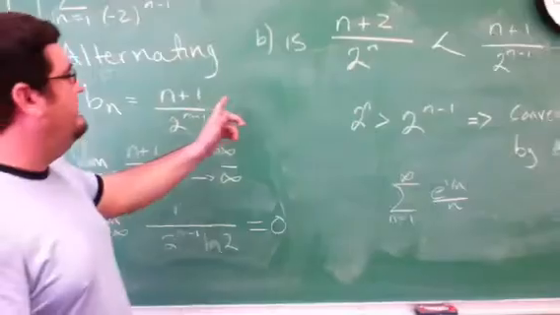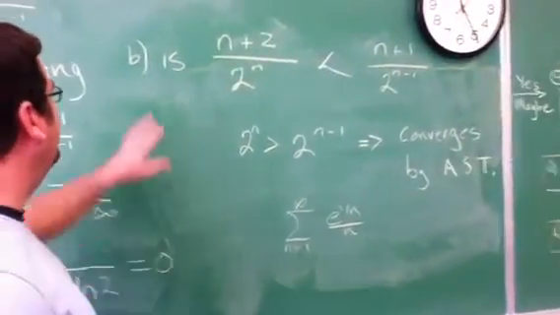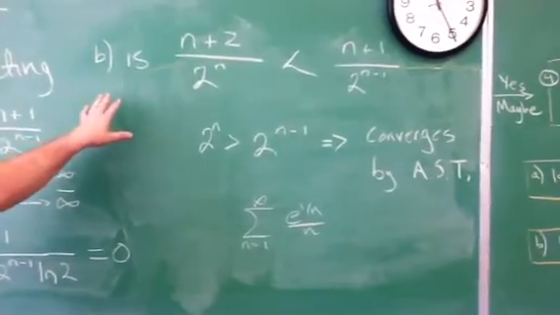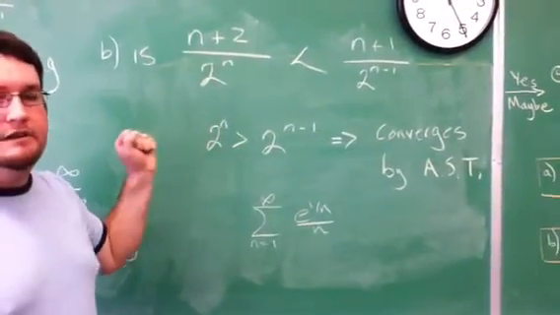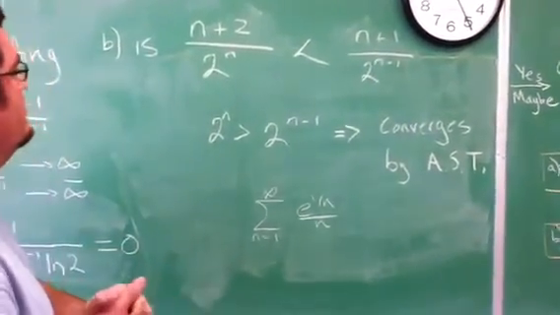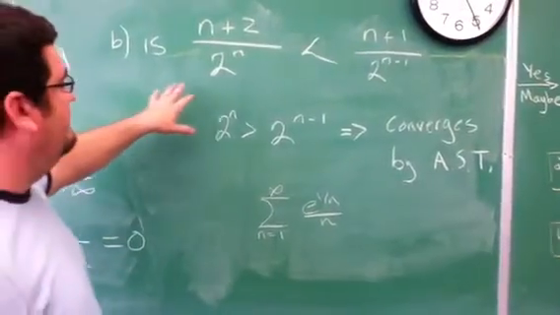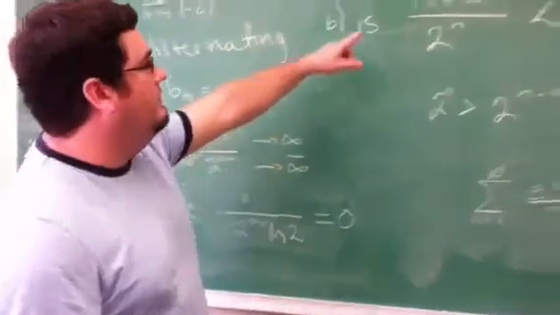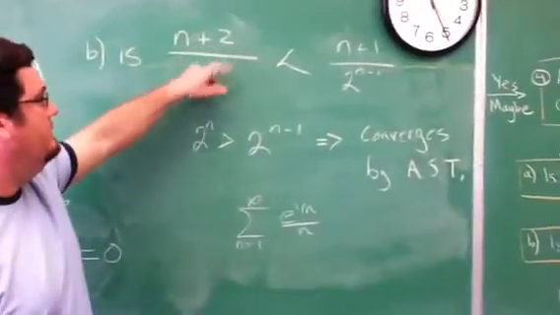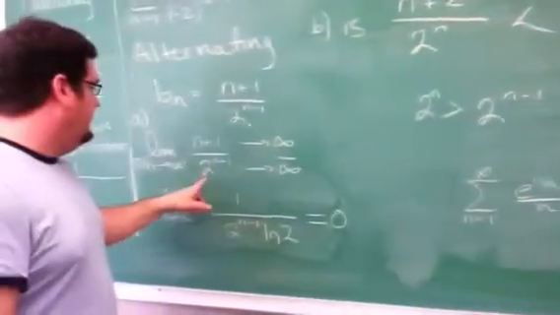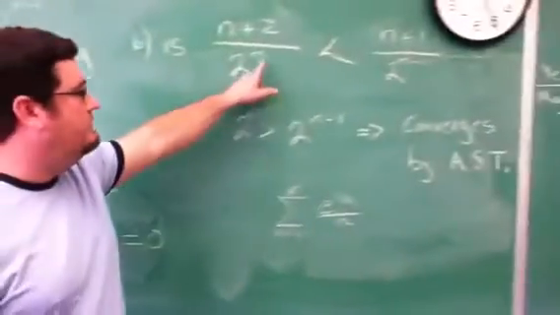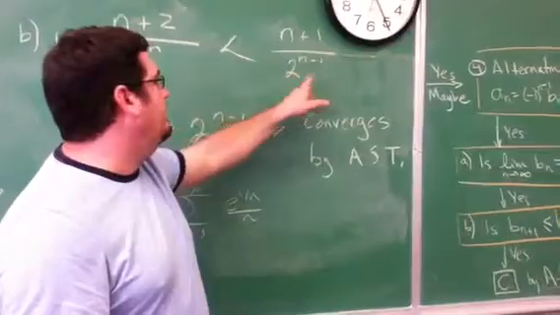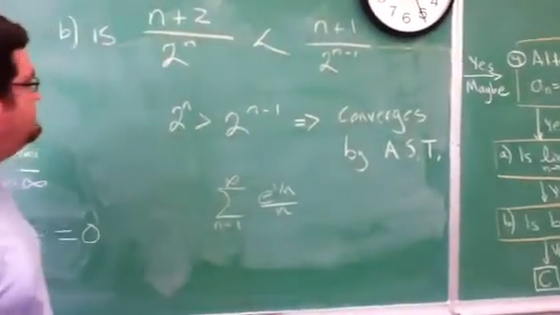So we need to move to part 2, and part 2 is to determine whether or not our b_(n+1) is actually less than our b_n. So what we do there is we take b_(n+1). In our case, our b_n was n plus 1, so our n plus 1 becomes n plus 2 over, and our 2 to the n minus 1 becomes 2 to the n. And we need to test, is that less than (n plus 1) over 2 to the n minus 1?